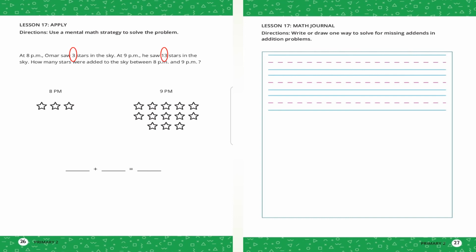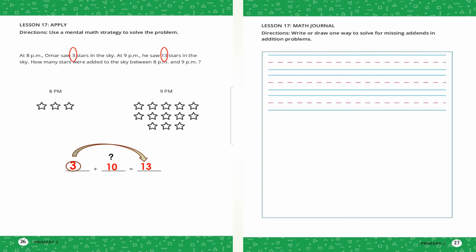At 8 p.m., there are 3 stars. Okay, they increased suddenly at 9 p.m. to become 13 stars. So here we have 3 plus missing number equals 13. Okay, so we studied it before in making 10 strategy. 3 plus 10 equals 13.